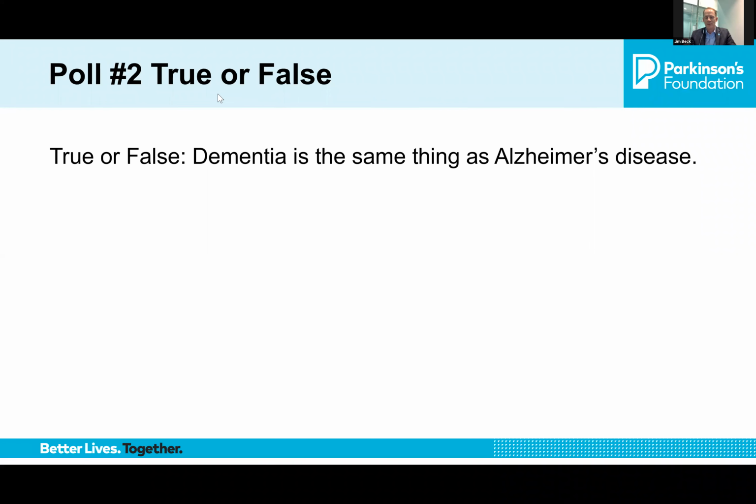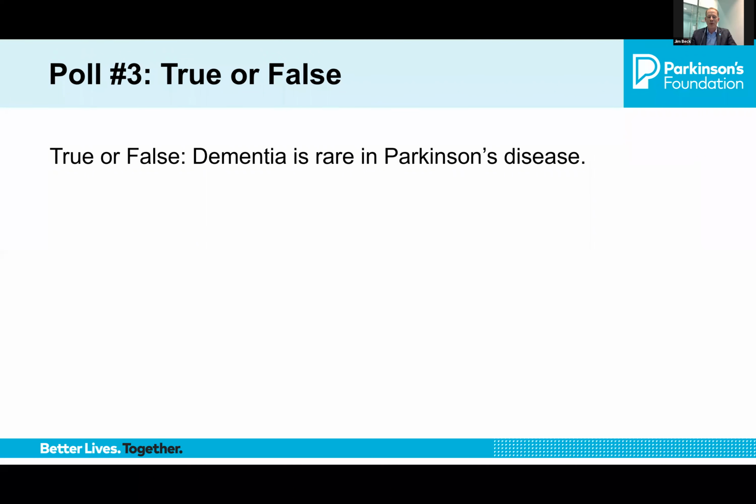Okay, colleagues, there we go. Yes, we'll be able to answer this question. Dementia, is it the same thing as Alzheimer's disease? Our audience thinks no, that it's not the same thing as Alzheimer's disease. So let's move forward. Dr. Quinn's keeping track of this. These are his questions. Another question for you, true or false? Dementia is rare in Parkinson's disease.